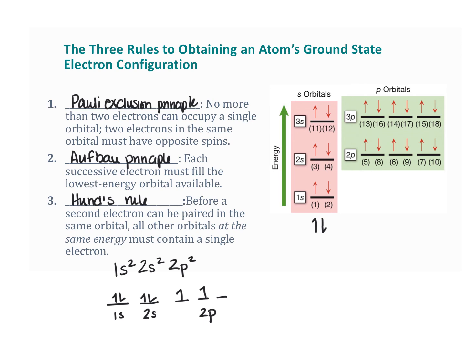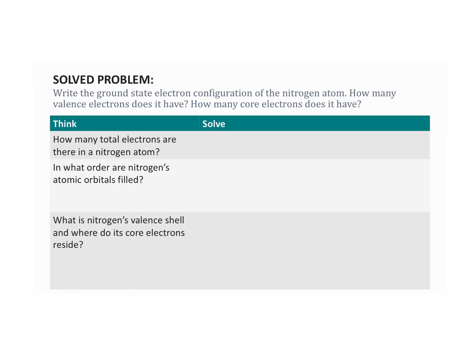So let's go on and do an example for something that's not carbon. It says, write the ground state electron configuration of the nitrogen atom. How many valence electrons does it have? How many core electrons does it have? Well, when you solve this problem, you need to look at your periodic table and figure out how many total electrons there are in the nitrogen atom. So when we look at nitrogen, we're going to see the atomic number for nitrogen is 7. So it's going to have 7 total electrons.